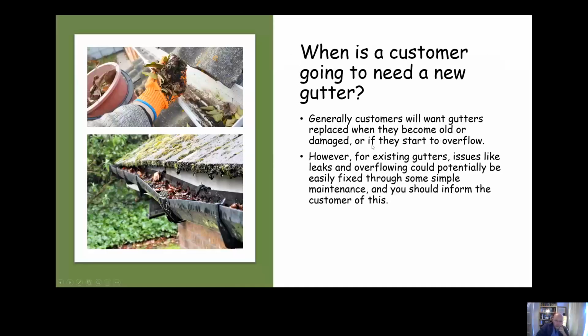Okay, so when would a customer need a new gutter? That's the first question really we should be considering. Most often it's going to be if the gutters start to look old, they become damaged, or if they start to overflow. But some of those issues could be fixed with simple maintenance, and it's worth letting the customer know that, be honest and upfront with them, and let them know what issues are terminal essentially, and which ones could be fixed fairly easily with a bit of TLC.